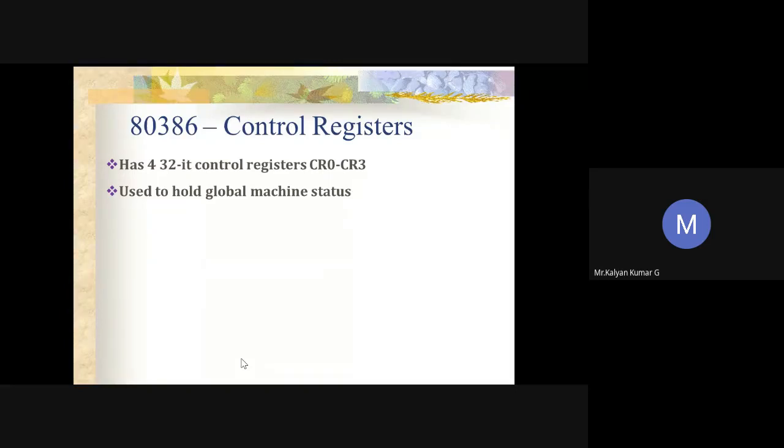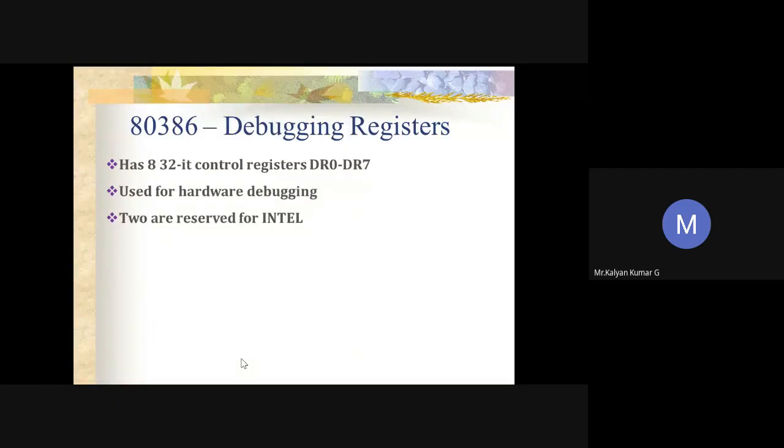So which means the same instruction will perform load as well as store operations. In addition to this, these control registers are also used to perform memory management, cache enable and disable, and enabling or disabling the protected mode. So for all this purpose we use these control registers.